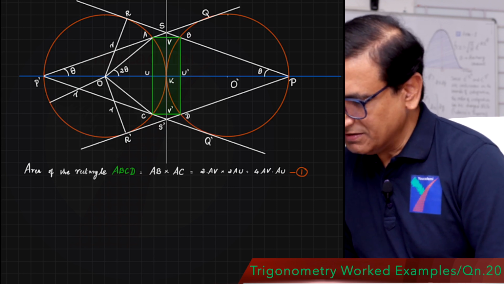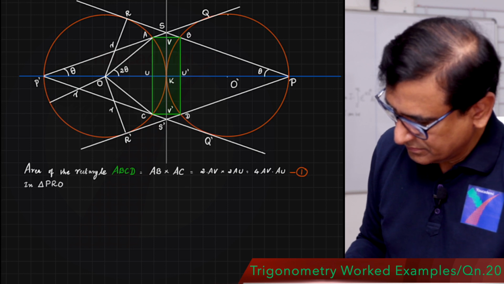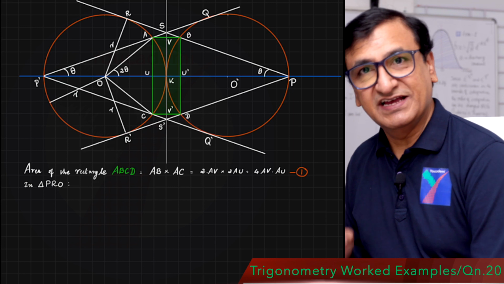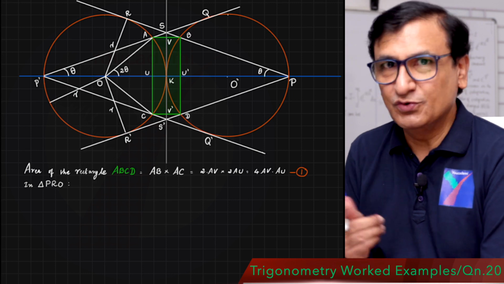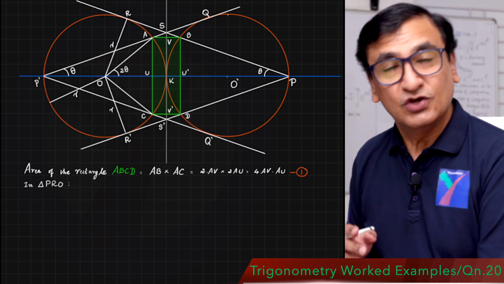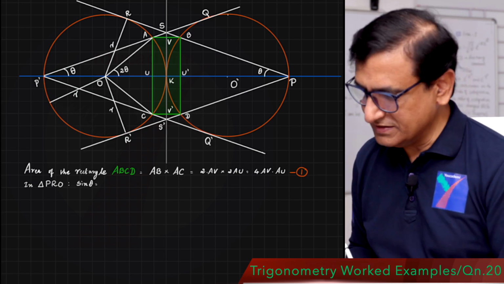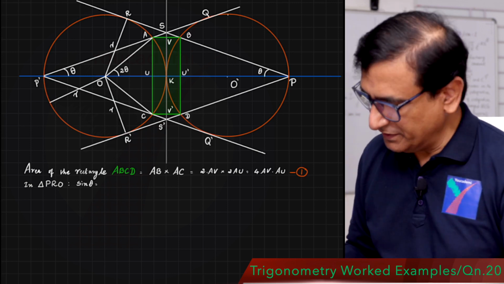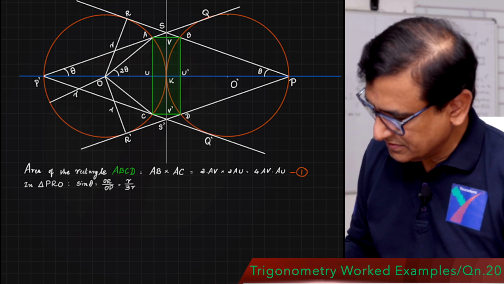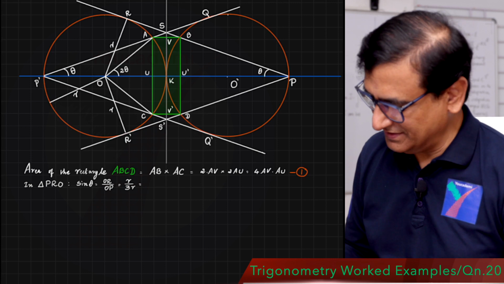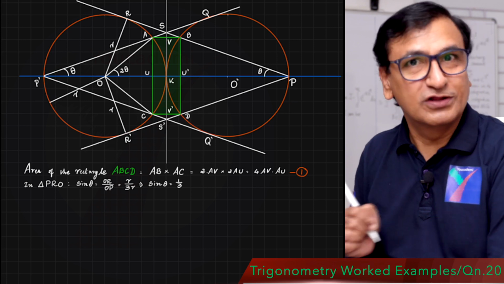Let's look at the triangle PRO. Sine theta. What is sine theta? Sine theta is opposite side by hypotenuse, which is RO divided by OP. RO is R, the radius of the circle O, and OP would be 3R, right? So sine theta equals OR divided by OP, which is R divided by 3R. Therefore, sine theta would be 1 divided by 3. It's a very important result for us in the calculation. So let me call this equation number 2.